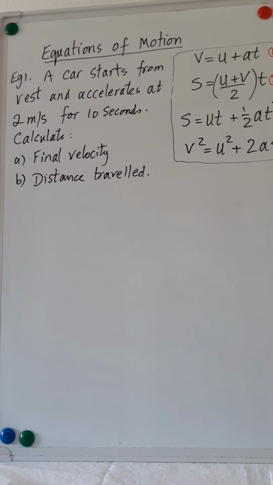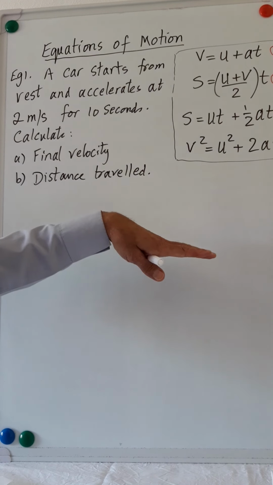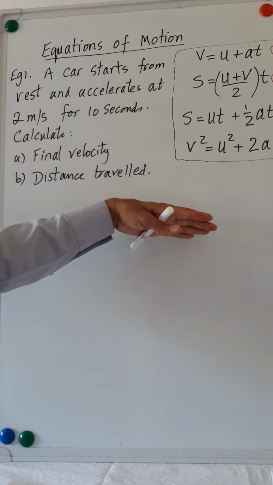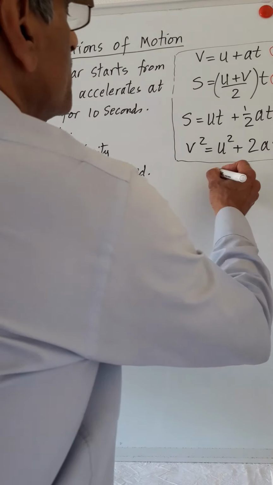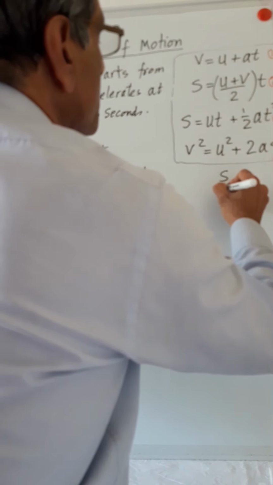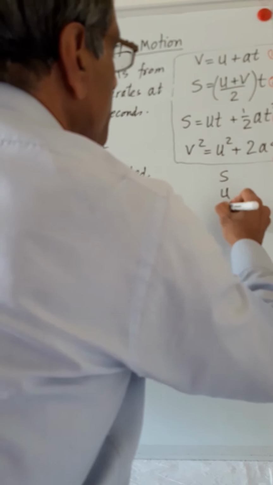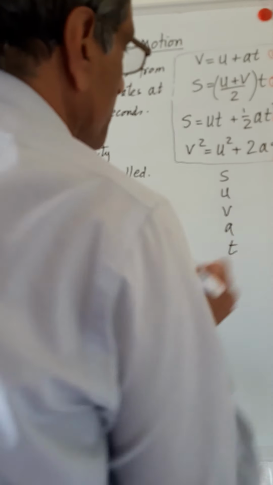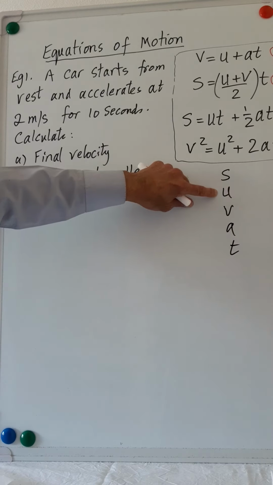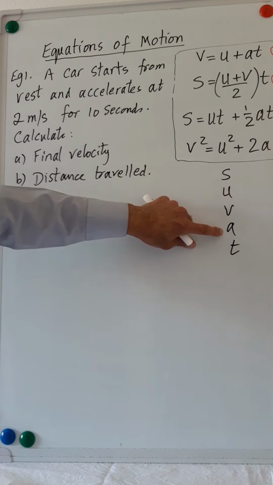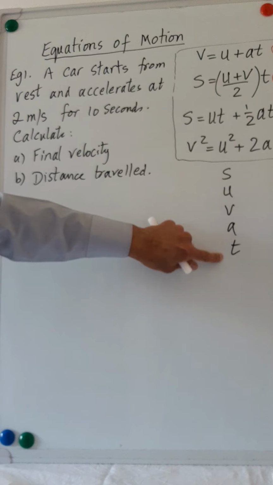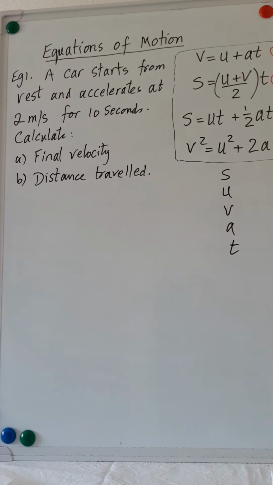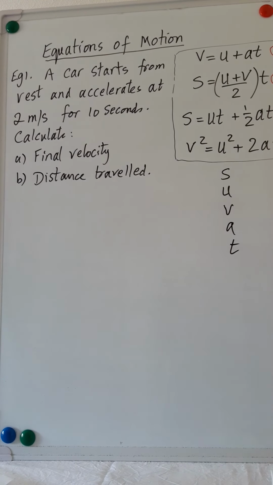Okay. Now, once you have a problem like this, it's best if you write down all the information that we are given and then see what we are given and what we need to find. Now, in order to remember all the symbols, remember the word SUVAT: S, U, V, A, and T. S is the distance, U is the initial velocity, V is the final velocity, A is the acceleration, T is the time. SUVAT.